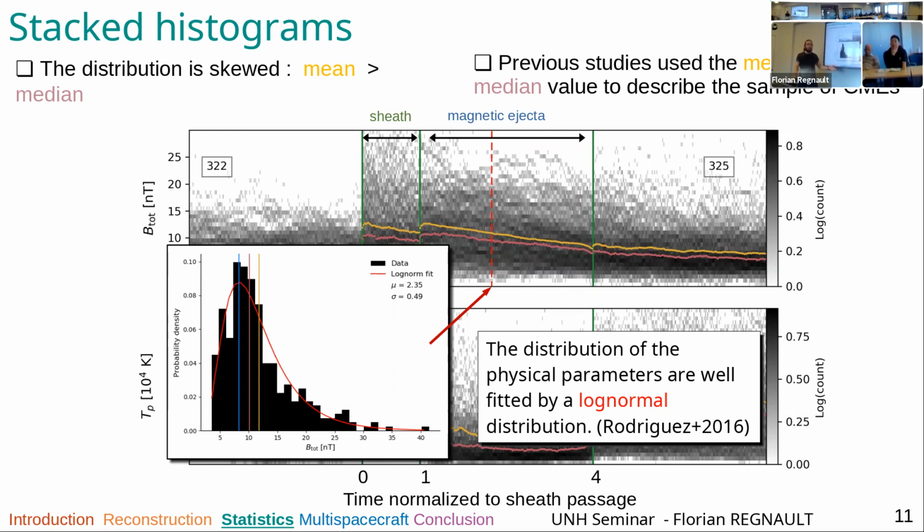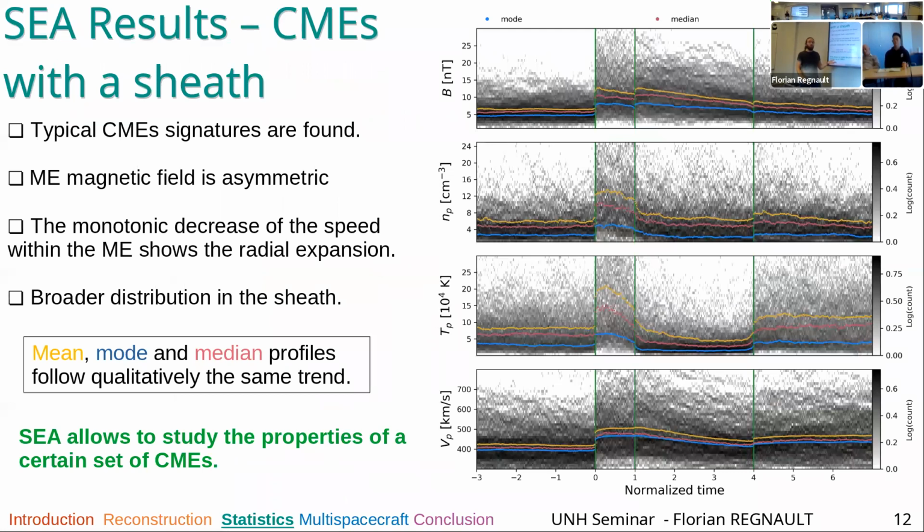So it just gives us, in the end, the most probable profile for the magnetic field, the density, the temperature, and the velocity. So here you have the 3 different values I was discussing before. In blue, the mode, the most probable value. In purple, the median, and in yellow, the mean value.